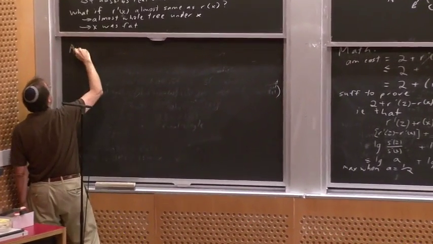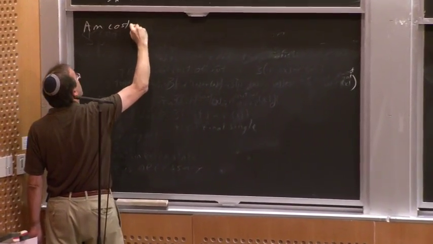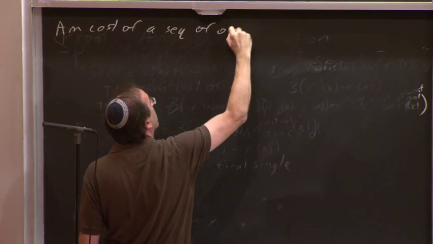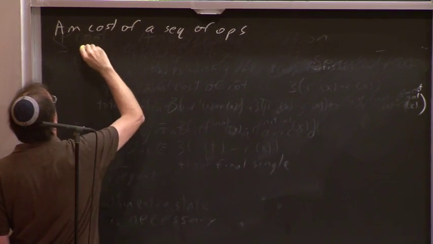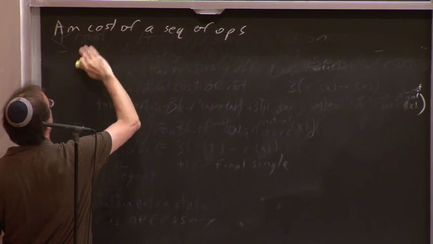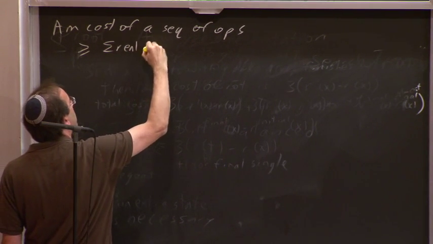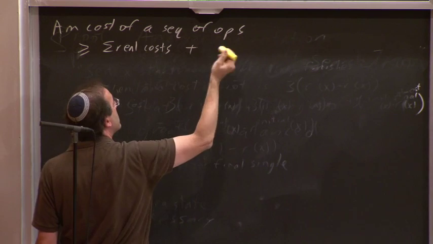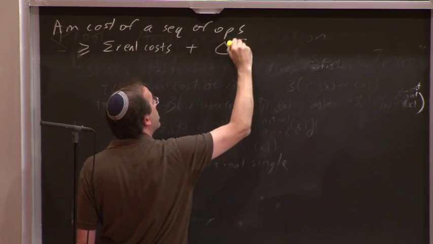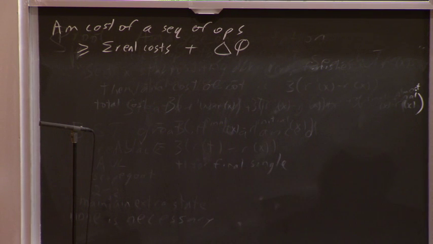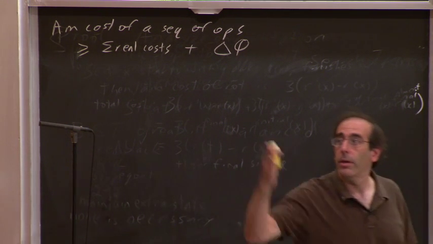So now we can say that the amortized cost of a sequence of operations is equal to, or upper bounds, the sum of the real costs plus this change in potential between the start of all of your operations and the end of all of your operations.